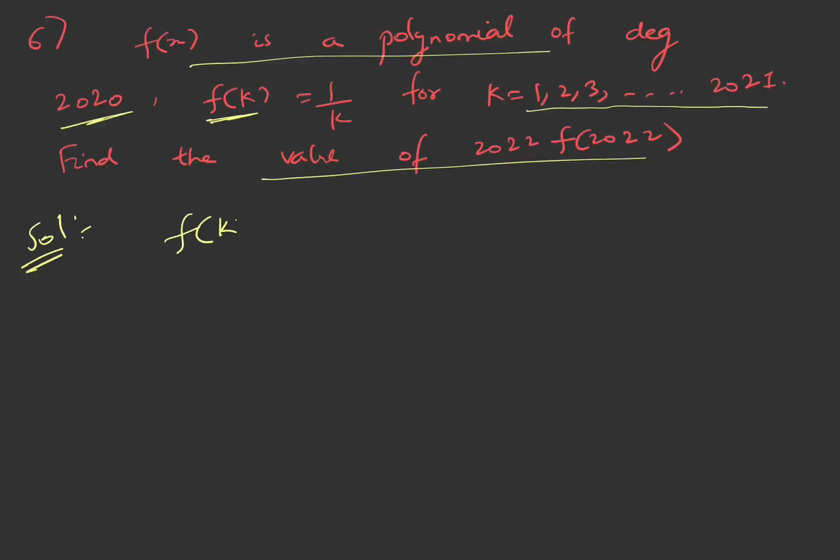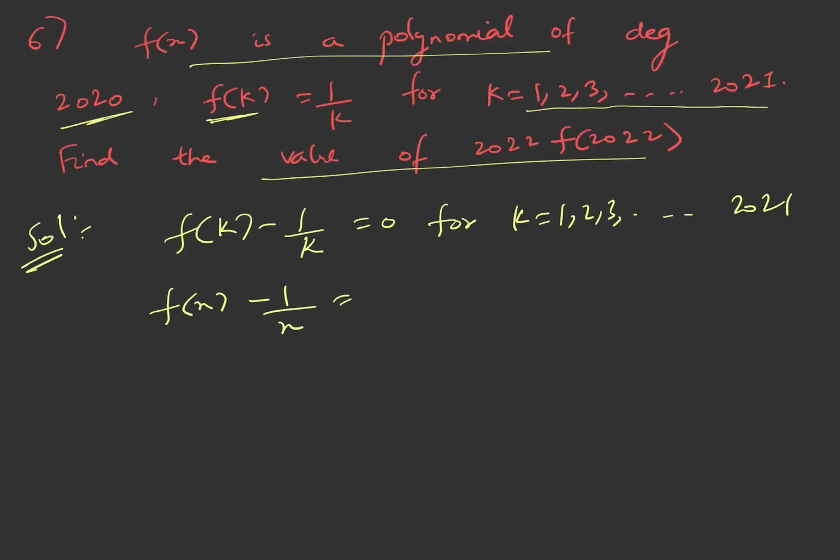See, f of k is equal to 1 by k, so I can write that f of k minus 1 by k is equal to 0 for k equals 1, 2, 3, and so on up to 2021. So I can say that f of x minus 1 by x is 0 for x equals 1, 2, 3, and so on up to 2021, right? This means f of 1 is 1 by 1, f of 2 is 1 by 2, f of 3 is 1 by 3, and so on up to 2021.